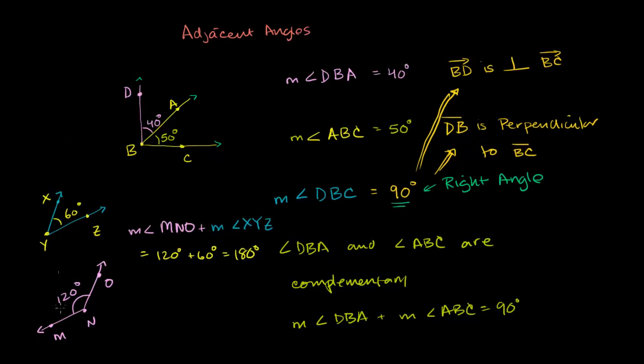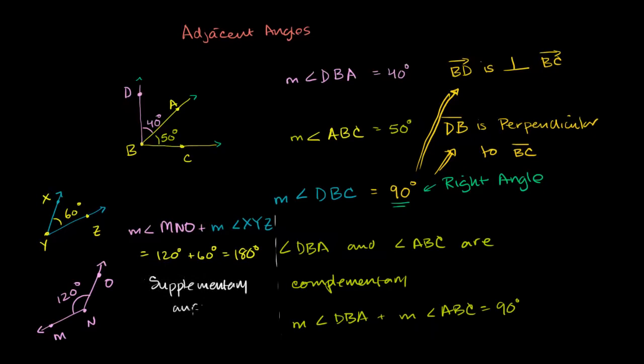And when you have two angles that add up to 180 degrees, we call them supplementary. I know it's a little hard to remember sometimes. 90 degrees is complementary. They're just complementing each other. And then if you add up to 180 degrees, you have supplementary angles.